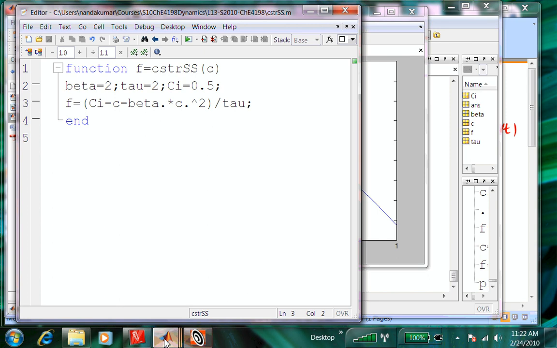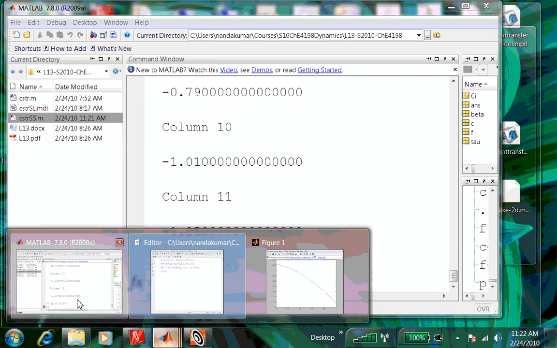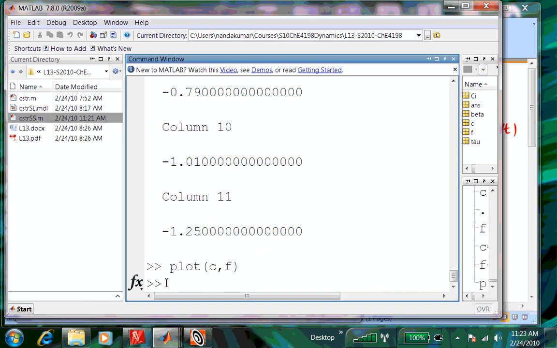So fzero is basically a function that gives you the ability to solve a nonlinear algebraic equation. There is another function called fsolve, which solves a system of nonlinear algebraic equations numerically. These tools you do need: solve, fsolve, fzero, roots. All of them have very similar functions, depending on the nature of the nonlinearity that you're dealing with.